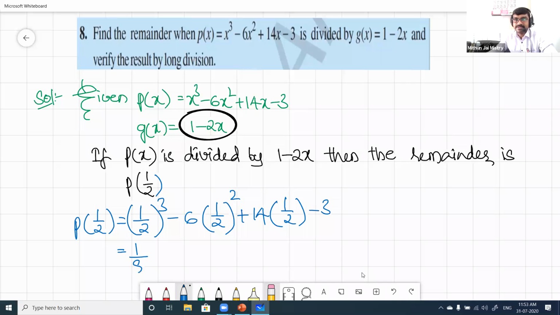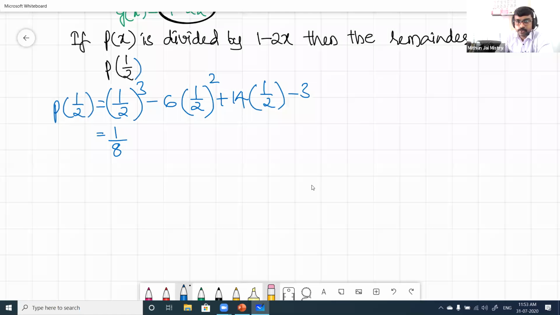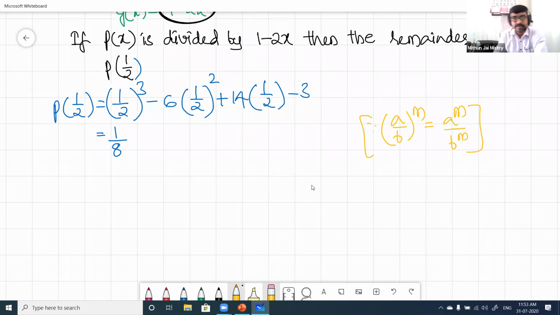What did I do here? See, I have given this cube for both numerator and denominator. That is, we have a formula which says that (a by b) whole power m, then that power m should be given for both a, the numerator, and b, the denominator, right? Next, let me move ahead.